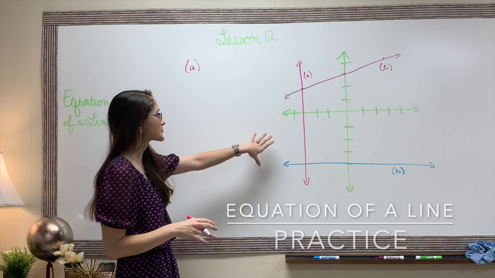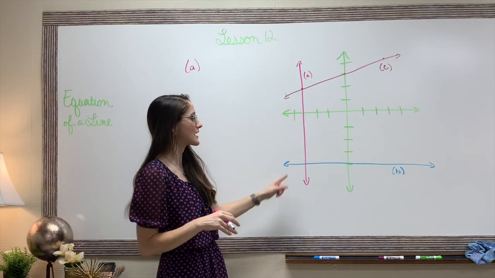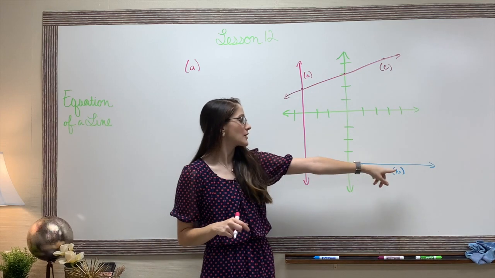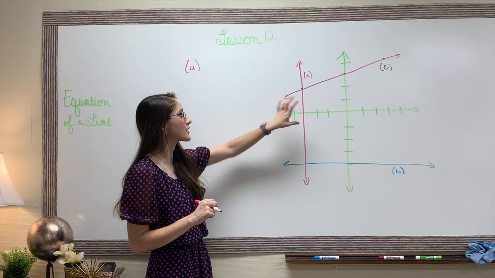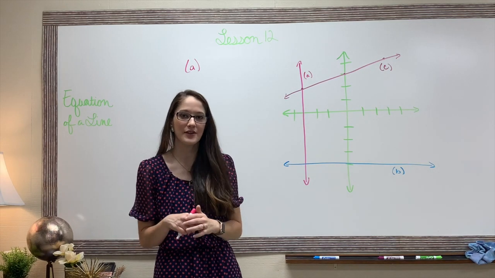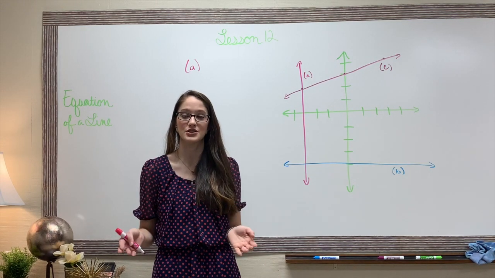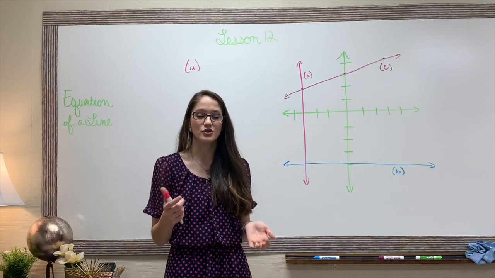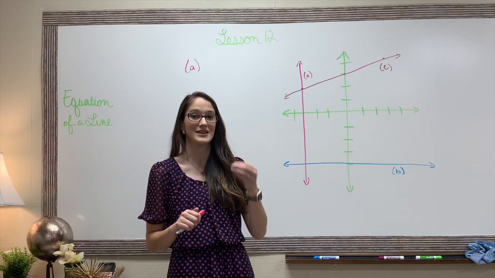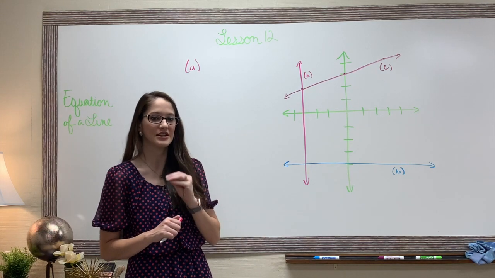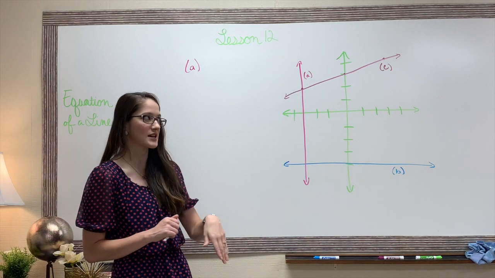Okay, so in this practice problem, they give us 3 lines. A, which I have in pink, B is in blue, and then C is in purple. So first we're just going to find the equation for A. And I would like to point out that whenever they say find the equation of a line, your answer should always have an equal sign, because an equal sign is what makes it an equation. So don't just give me the other part, give me the equal sign too.